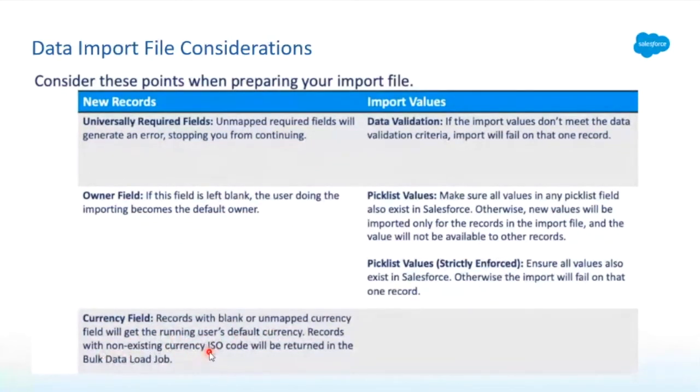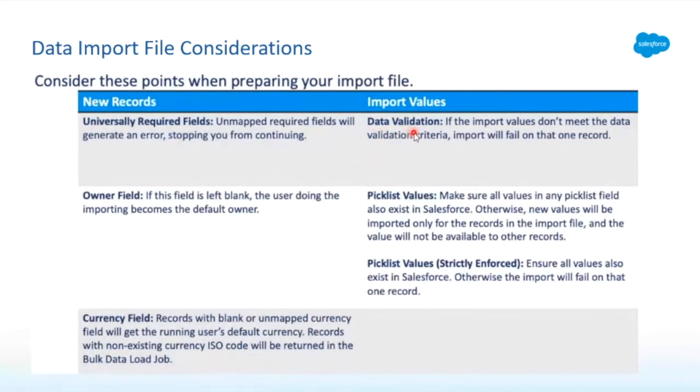And also if you try to put a wrong ISO code, like the ISO code for dollar is USD, and if you put USP or something, it will fail. So if there are incorrect ISO codes in the column, that would also fail.